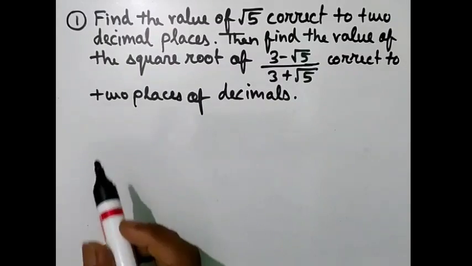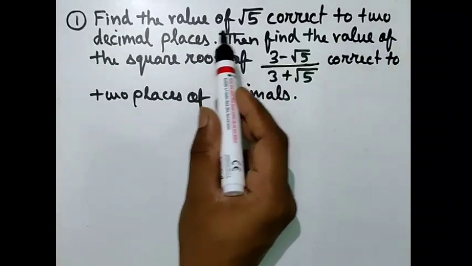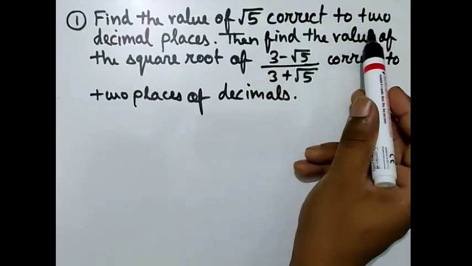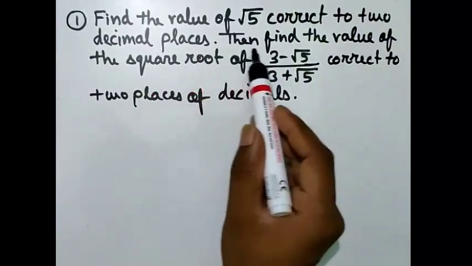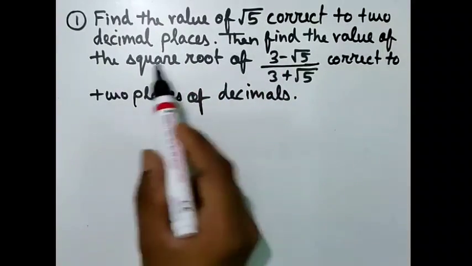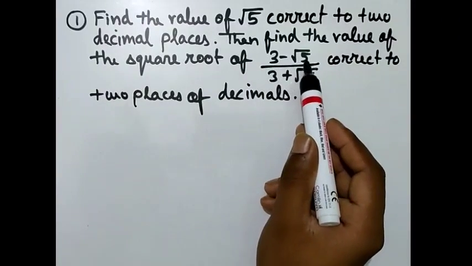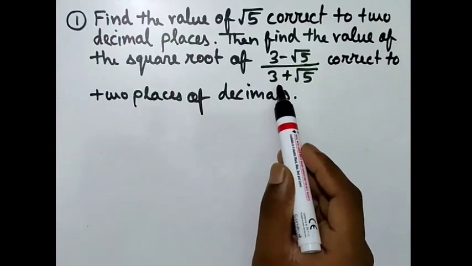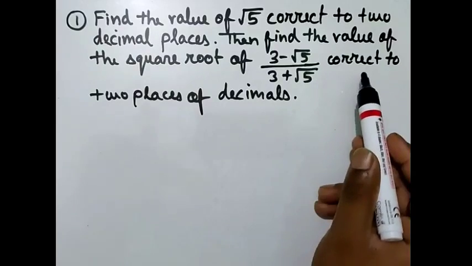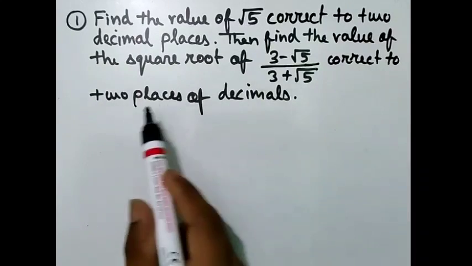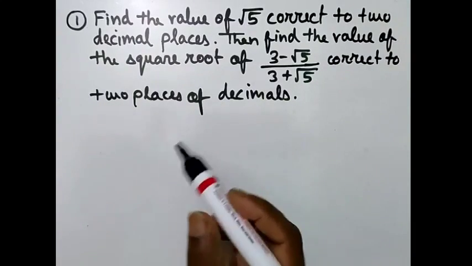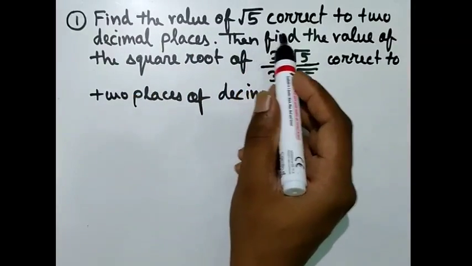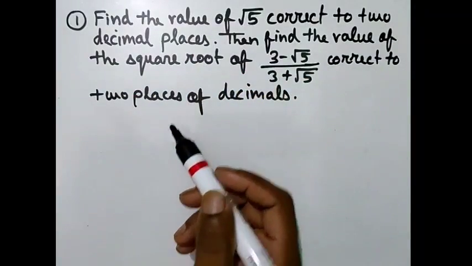Let's look at the first question. Find the value of root 5 correct to two decimal places. Then find the value of the square root of (3 minus root 5) by (3 plus root 5), correct to two places of decimals. First we have to find the value of root 5 correct to two decimal places. Let's do that.